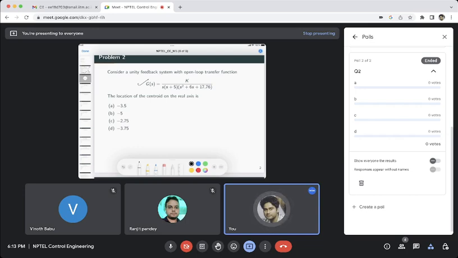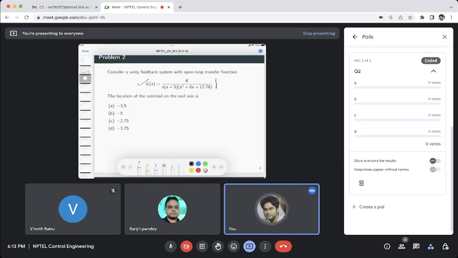So one question will be how many branches will be there in this root locus, that is, how many asymptotes. Three branches. Okay, just think about how many open loop poles there are. This open loop transfer function is given.